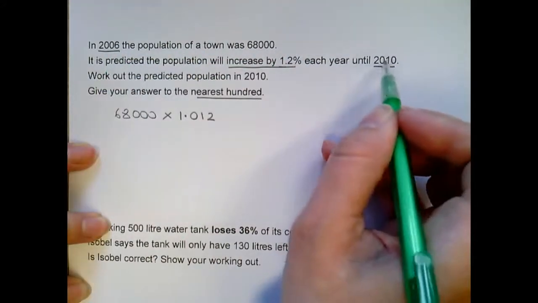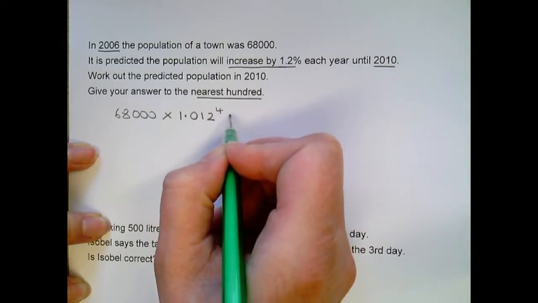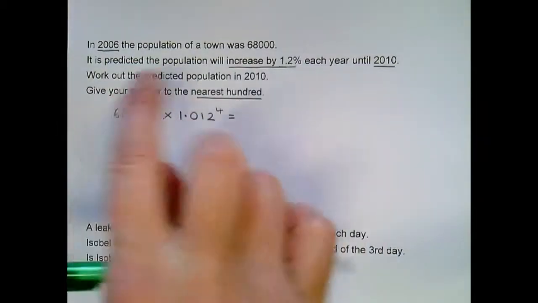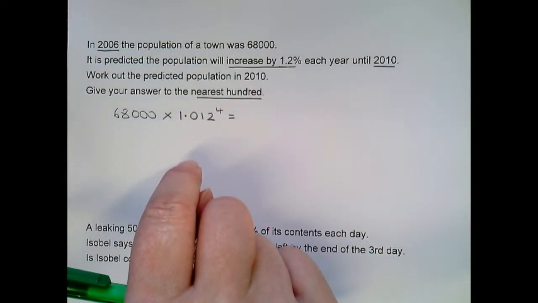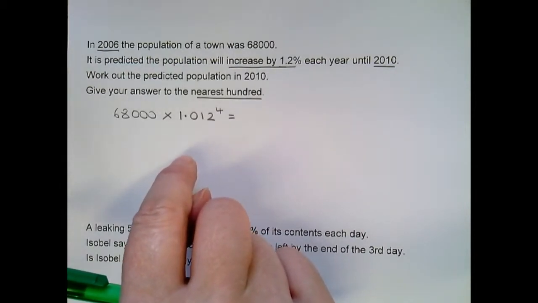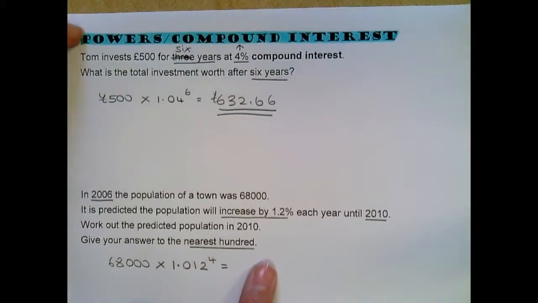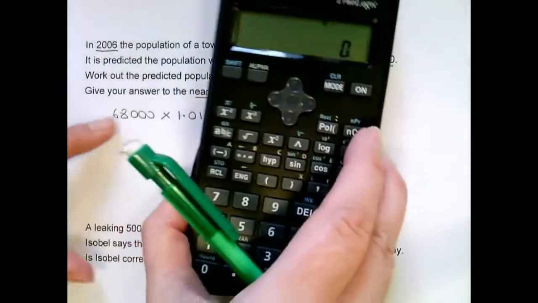And from 2006 to 2010 is 4 years. So you're wanting to put it up by 1.2% 4 times. So put it with a power of 4. So this question, it's not about having money in the bank. So it's not exactly to do with compound interest, but it's the same kind of idea. You're wanting to put it up by a certain percentage year by year by year. So that's why it said that this was to do with powers or else compound interest. So type that into the calculator then.